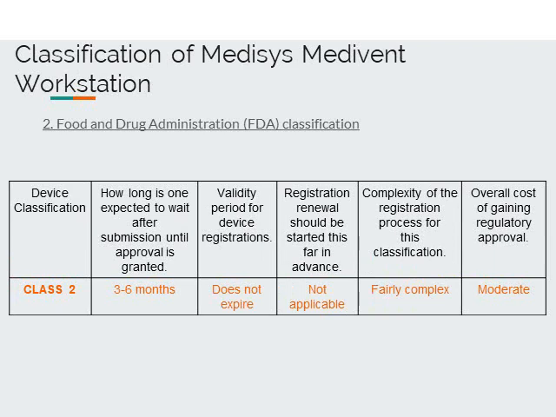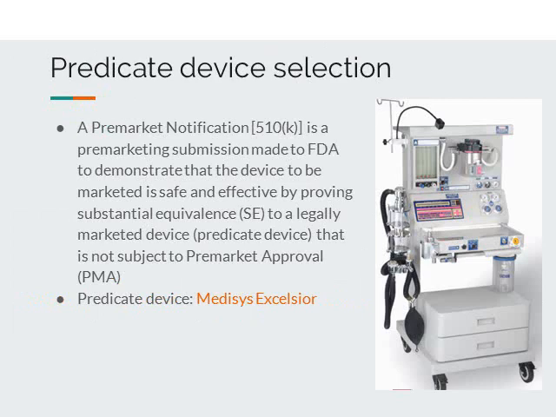Under FDA classification, our device falls under class 2. It requires 3 to 6 months for approval, and the validity does not expire, and hence no renewal is required. It is a fairly complex procedure. Predicate devices are used for getting approval by comparing a device to a pre-existing device in the market, and our predicate device is the Medisys Excelsior.